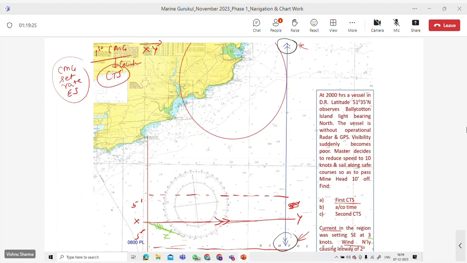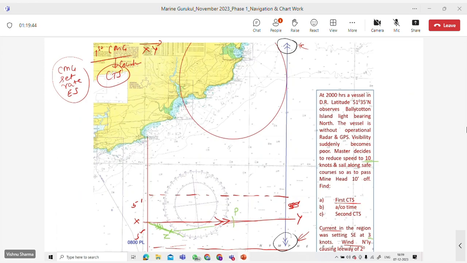Now I'll take engine speed, 1 hour engine distance. Master has reduced speed to 10 knots. I'll open my compass 10 miles. Put my compass at Z. This you all know. And cut off on this line. Yes or no? Yes, sir. Let's say this is P.